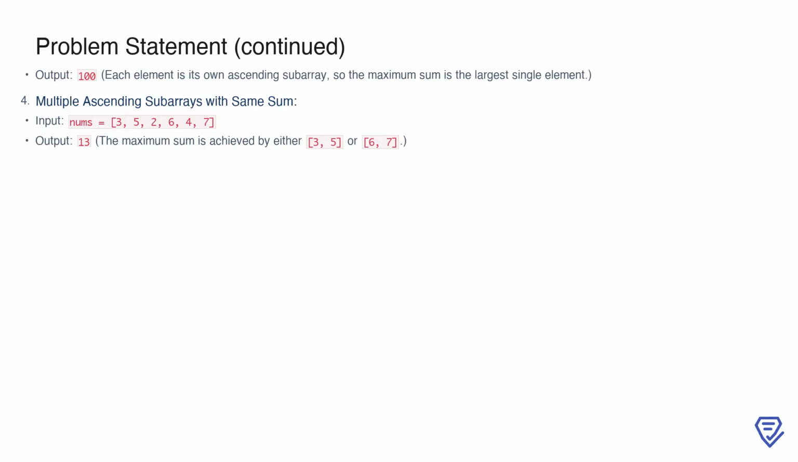In cases where multiple ascending subarrays have the same sum, such as nums equals 3, 5, 2, 6, 4, 7, the maximum sum is derived from any subarray with that maximum value, such as 3, 5, or 6, 7, both of which sum to 13. These examples highlight the importance of carefully handling edge cases while solving the problem.